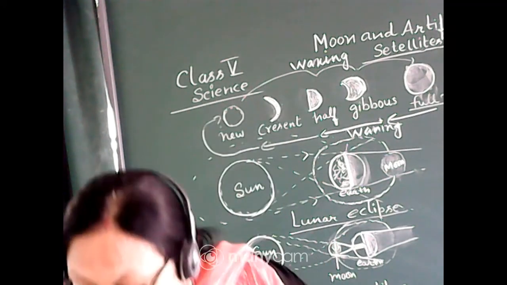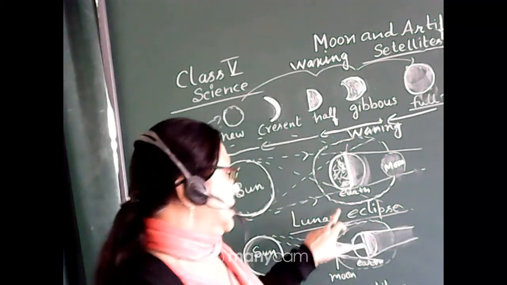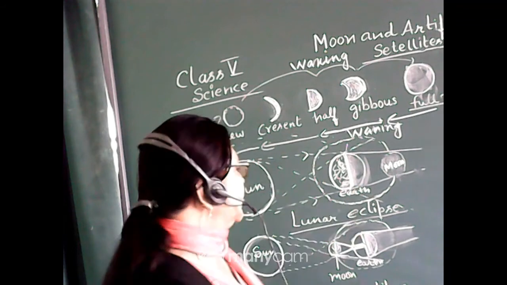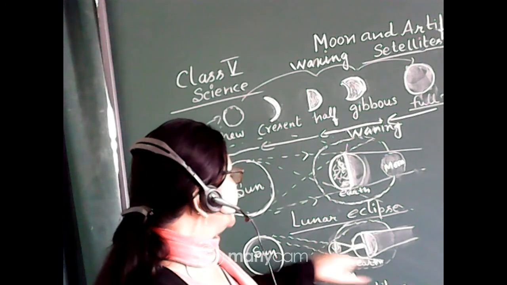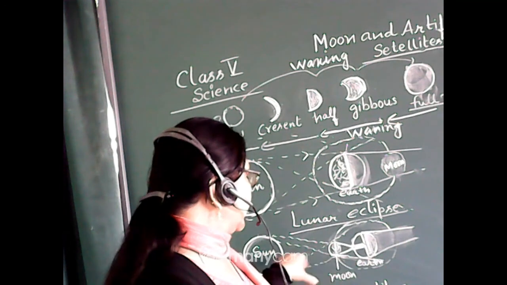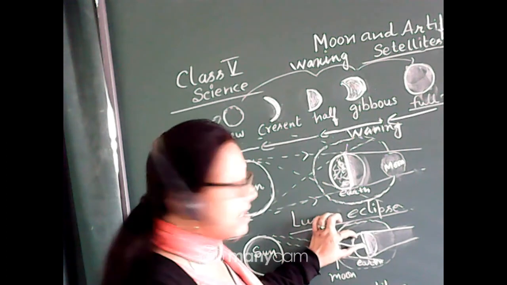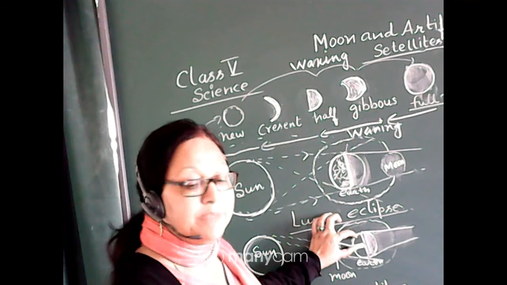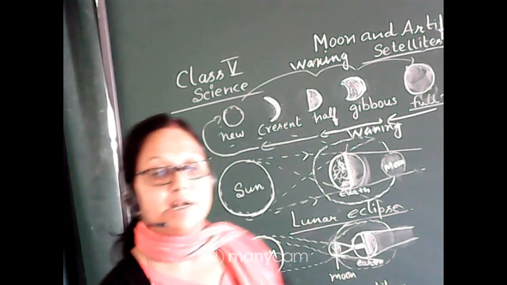Okay, so there are two types of lunar eclipses: one is the partial lunar eclipse and another is the total lunar eclipse. This is the solar eclipse. When the moon is orbiting the earth, and it comes in between the sun and the earth, the portion of the earth which does not get the sunlight, in those portions the solar eclipse occurs.